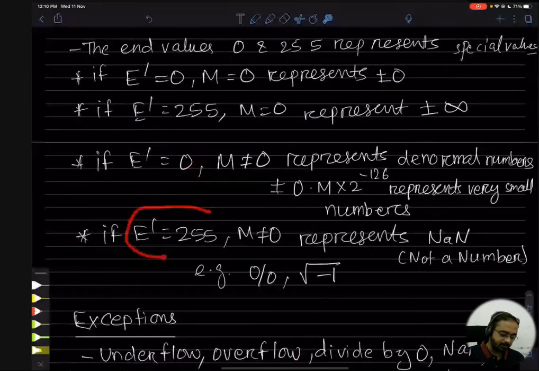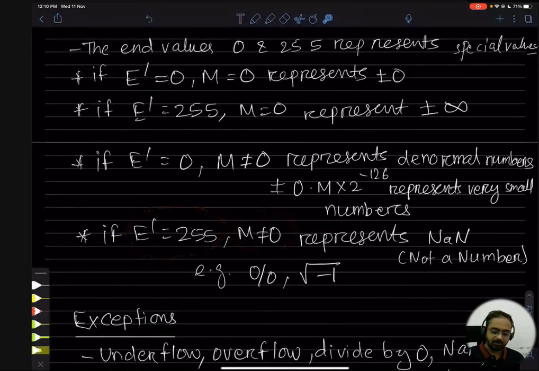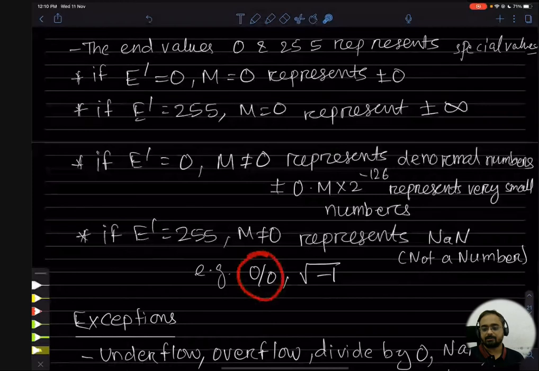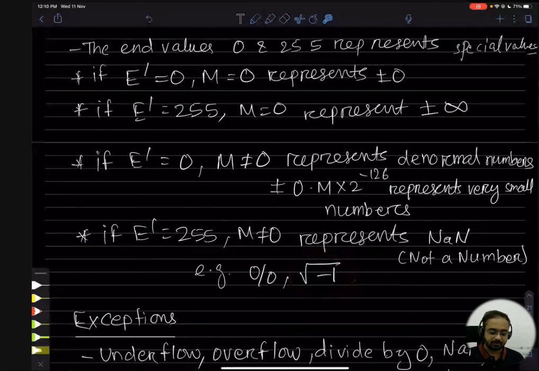Then if the exponent is equal to 255 and m is not equal to 0, it will represent not a number. Like 0 by 0, division by 0, it is not a number. Root over of minus 1 is not a number. So this type of numbers this thing will represent. Suppose whenever your program is running and comes to this type of condition, it will set the exponent bits as 255, it will set the m bits as some non-zero number.